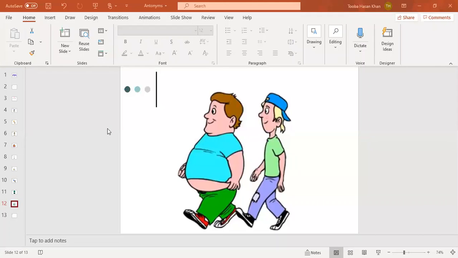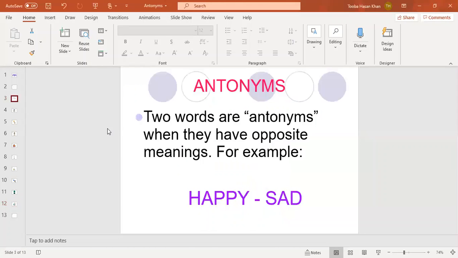Now, again, just for your revision, what are antonyms? We say that two words are antonyms or opposites when they have opposite meaning to each other. Okay, antonyms are those words that have completely opposite meanings to each other. And that is our lecture for today.